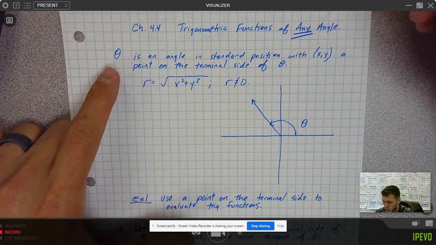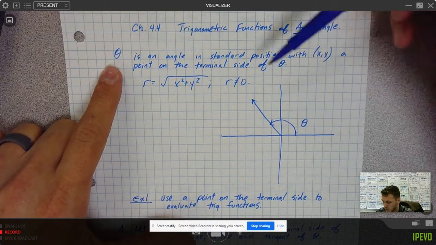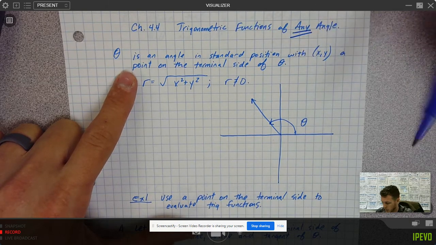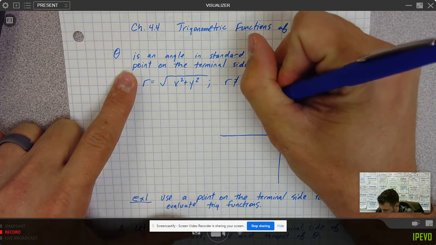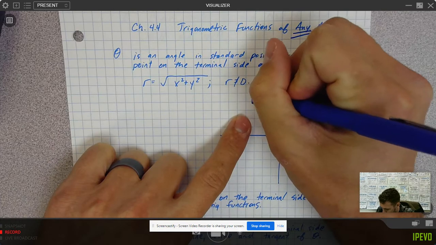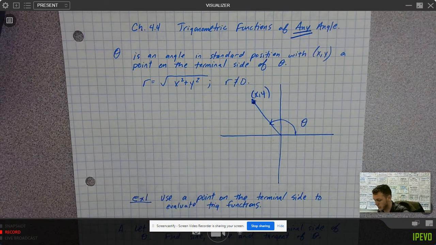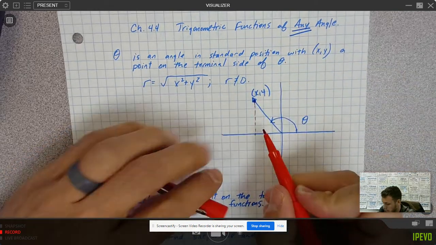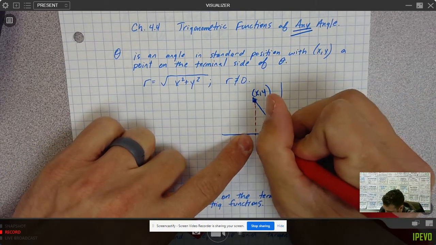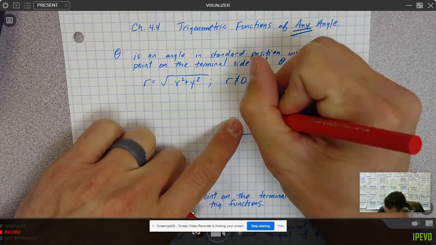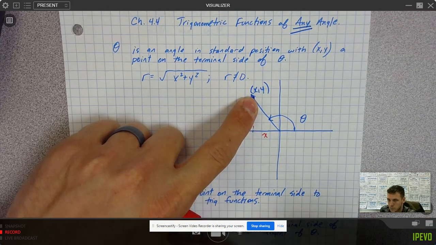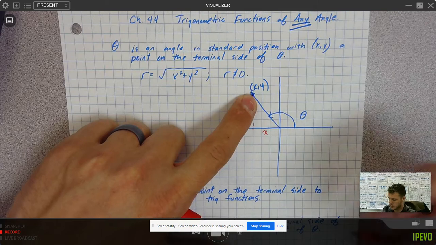And so first off, what we have here is theta, an angle in standard position, with (x, y) being a point on the terminal side. Right. So here, if I find a point right here, we'll call this (x, y), such that when I drop down an altitude, it creates the horizontal distance, which is our x. It creates the vertical distance, which is our y. And we're going to call the length of this terminal side r.